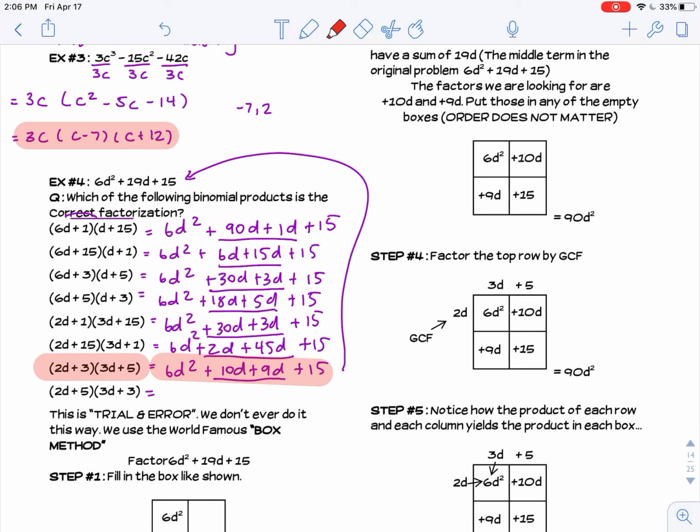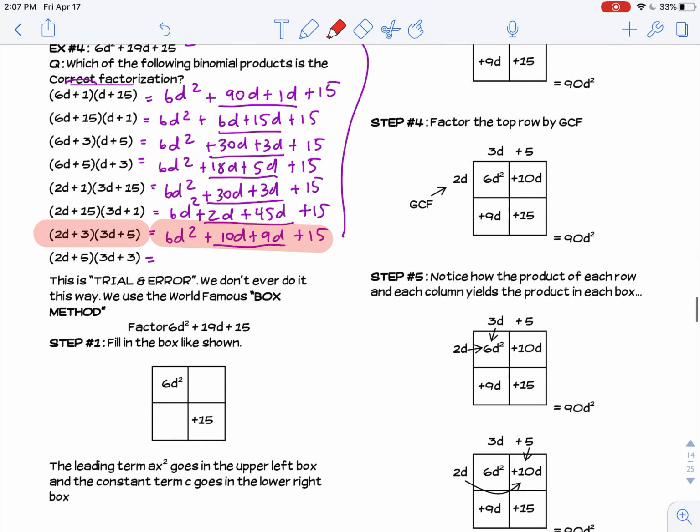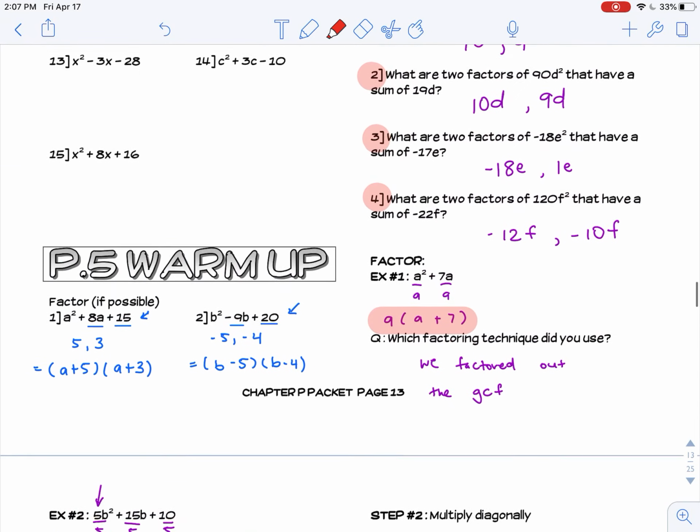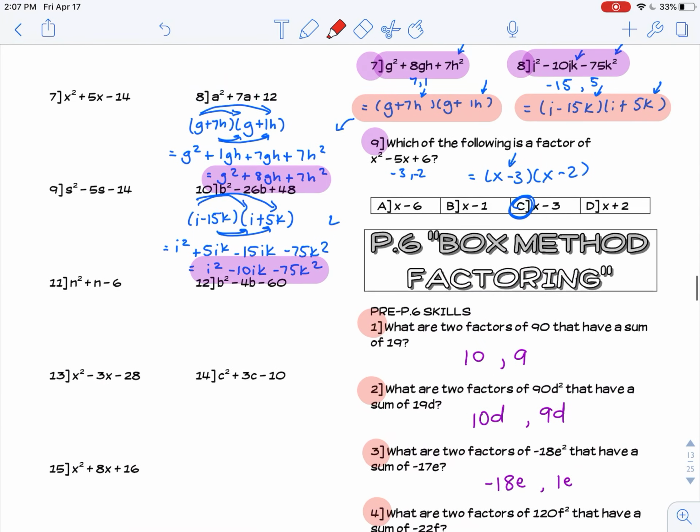Okay, now that took a really long time. We do not want to do that. We want to find more efficient ways to do this. That is trial and error. There is a quicker way we can do this. We call this box method factoring.